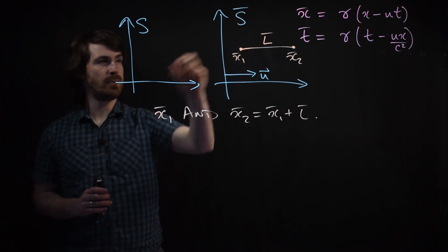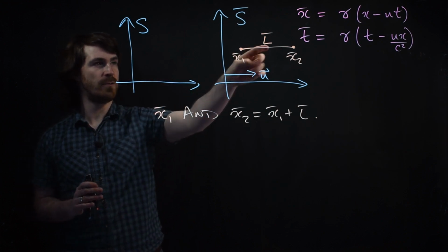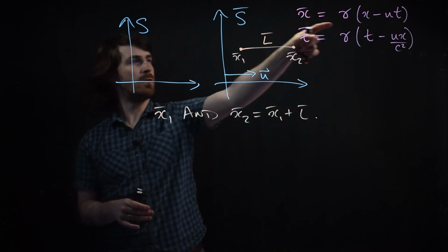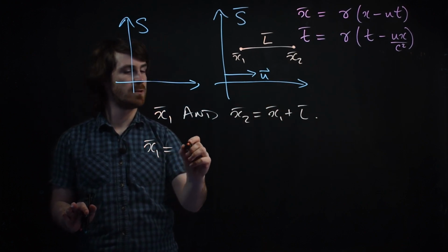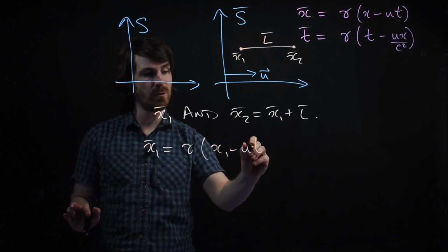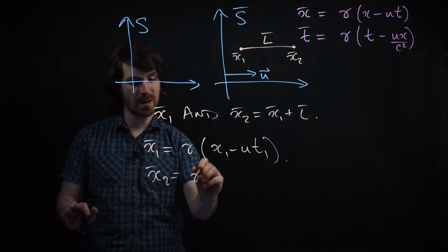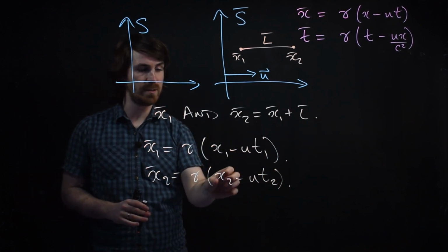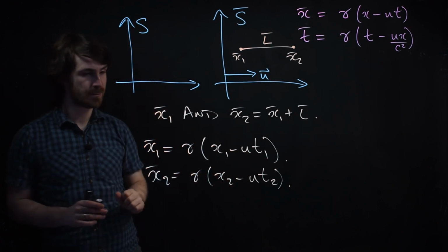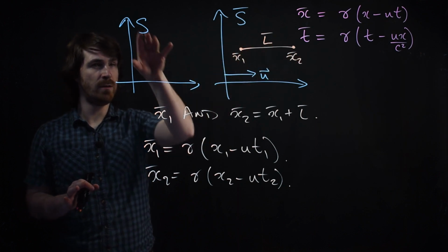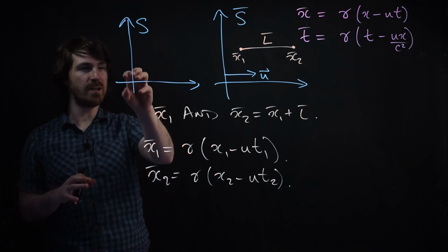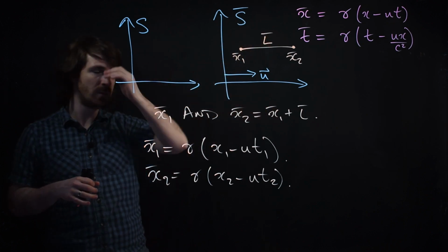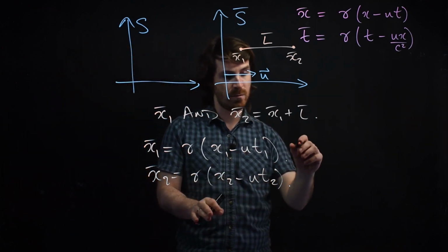Okay, so the question is, what length does an observer in frame S observe the rod to be? Can we simply go to our Lorentz transformations? We have x1 bar equals gamma (x1 minus ut1), and x2 bar is gamma (x2 minus ut2), where these x and t's are the coordinates as observed by someone in frame S. Now, because the frame S bar and the rod are moving away from frame S, if you're sitting in frame S and you want to measure the length of the rod, you better make sure you measure both endpoints at the same time. Otherwise the rod will have moved. So we need that t1 and t2 must be the same.